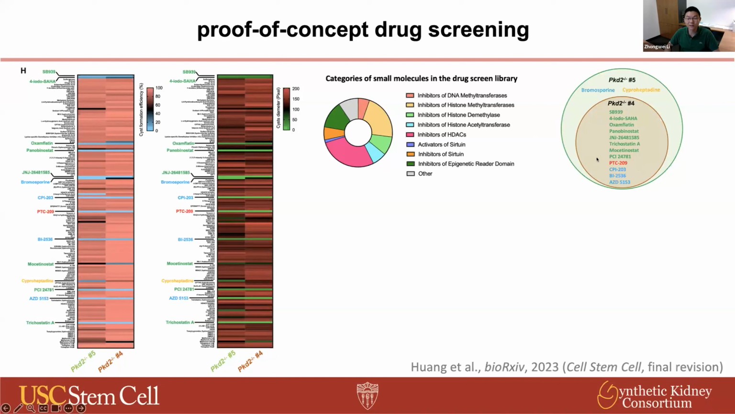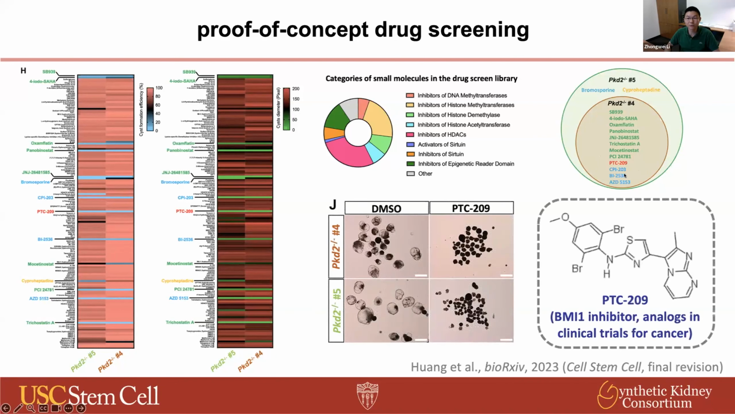Interestingly, we identified one novel small molecule called PTC209, which is a BMI1 inhibitor. BMI1 is one component of the PRC1 complex of the epigenetic machinery. Interestingly, analogs of this drug have been used in clinical trials for cancer. Considering the similarity between PKD cyst lining cells and cancer, we envision that this small molecule or BMI1 inhibitors could have some potential effects in the treatment of PKD.